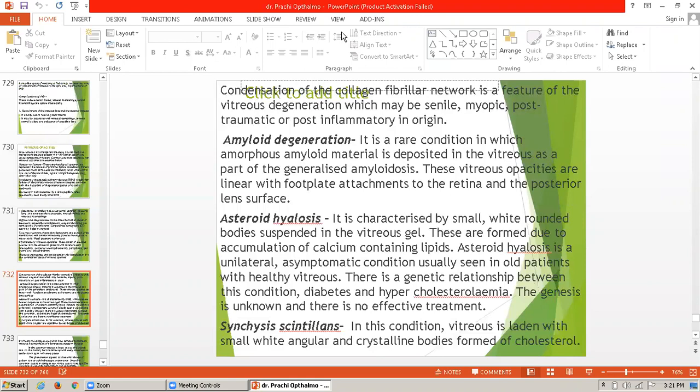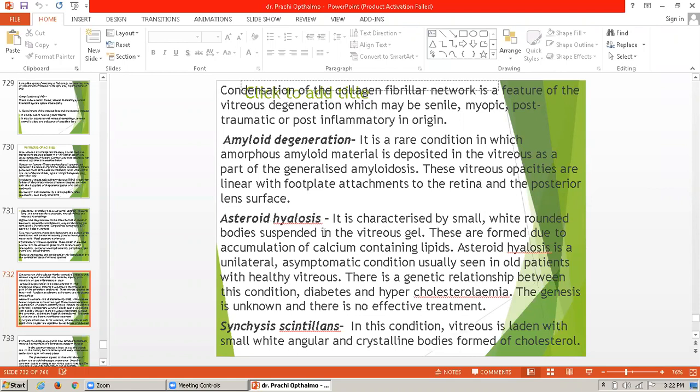Condensation of the collagen fibrillar network is a feature of vitreous degeneration, which may be senile, myopic, post-traumatic or post-inflammatory in origin. Then amyloid degeneration is a rare condition in which amorphous amyloid material is deposited in the vitreous as a part of generalized amyloidosis. These vitreous opacities are linear with footplate attachment to the retina and the posterior lens surface.